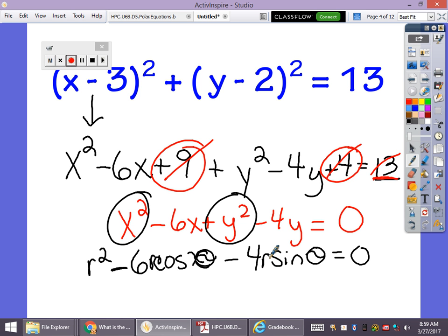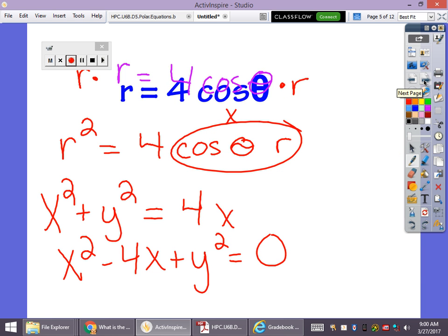Okay, we good? All right, so what you need to know. If it gives me x's and y's, I need to rewrite everything until it's r's and thetas. If it's r's and thetas, I need to rewrite everything until it's x, y, or a combination of x's and y's. Okay, that is the key. All right, so let's look at a more complicated one. This next one is the hardest one you would have to do.